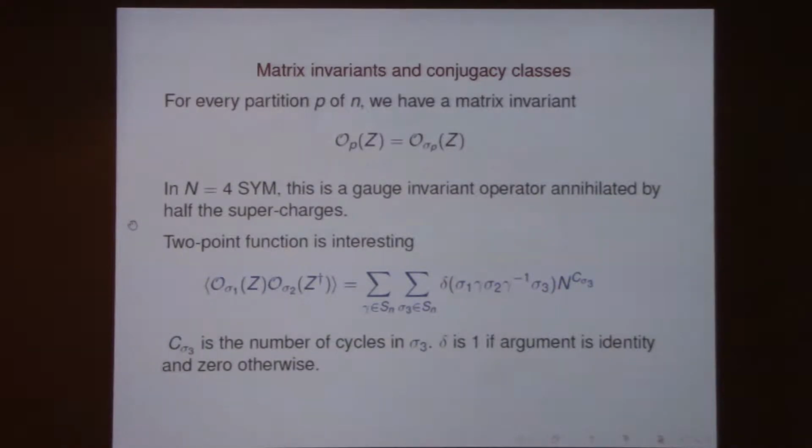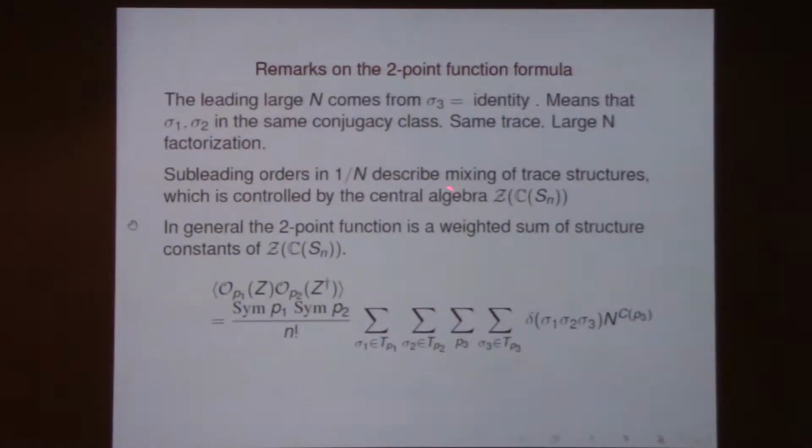So what is the leading large N term here? The power of n is just the number of cycles of sigma 3. So which permutation has the most cycles? Well, that's the identity, because every number is in a single cycle. So when sigma 3 is the identity, what this equation is telling you is that sigma 1 and sigma 2 are conjugate to each other, because this times that is 1. And that tells you the trace structure of this and the trace structure of this are the same. And this is what is called factorization of trace, large N factorization.